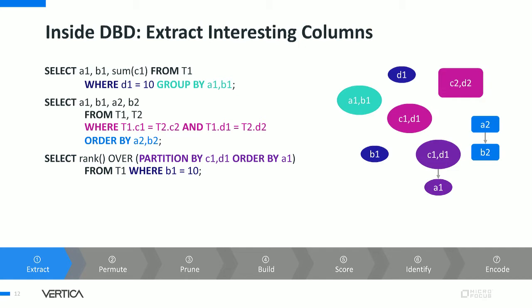Some of these column sets are unordered. For example, the green one for group by A1 and B1, the DBD extracts the interesting column set and puts them in an unordered set, because data sorted by either A1 first or B1 first can benefit from this group by operation. Some of the other sets are ordered, and the best example is here, order by clause A2 and B2. And obviously, you cannot sort it by B2 and then A2. These interesting column sets will be used as seeds to extend to actual projection sort order candidates.